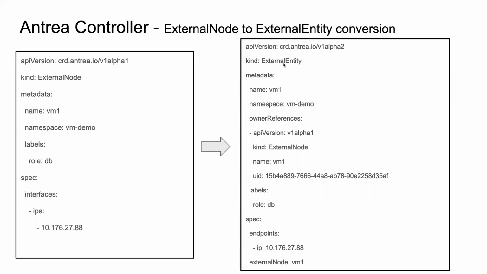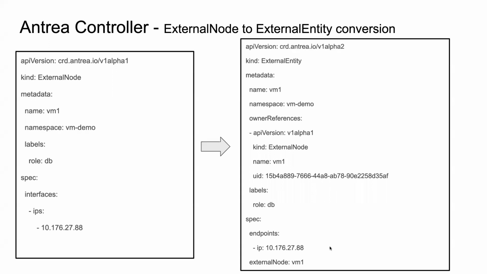I know you mean that the external entity has other fields except the endpoints. And for the external node case, we will not set those fields. Only the endpoints field will be set. Okay, got it. Thanks. Audrey, I can give you a little context here.